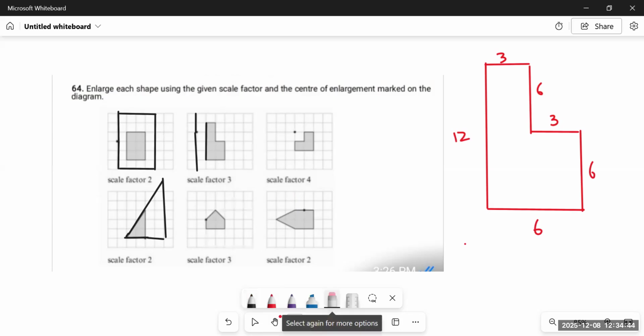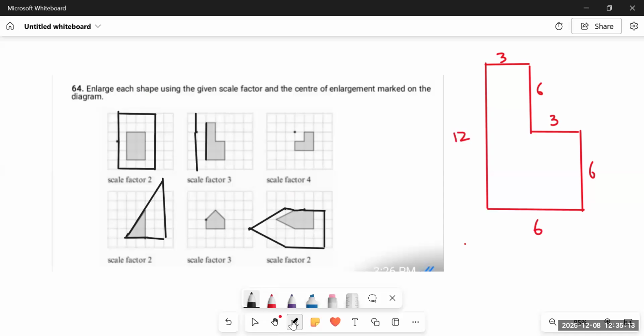After that, we are provided with the scale factor 2. So it would be 1, 2, 1, 2. 1, 2, 3, 4. 2 twos are 4. And then 2 squares forward. So we'll go up till here. That's how we will join it.